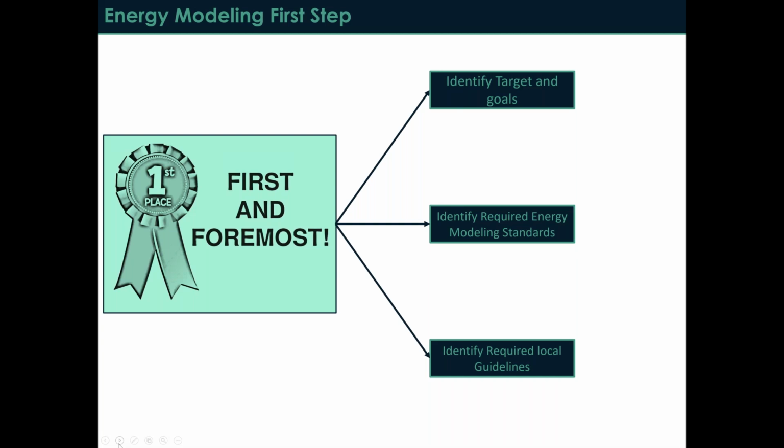For doing energy modeling, at the first step, we have to know where we want to go, what we want to get from our energy modeling, what are the things that we need to get out of it. Then we have to identify required energy modeling standards, and we have to identify the local guidelines, because place by place, location by location, they are different, and it's important to know.